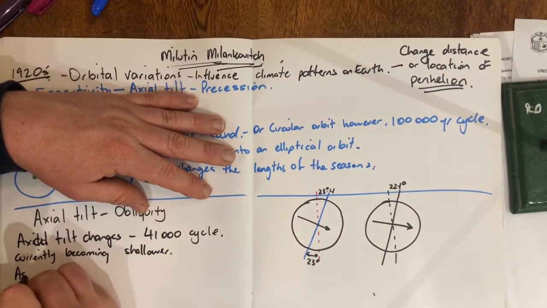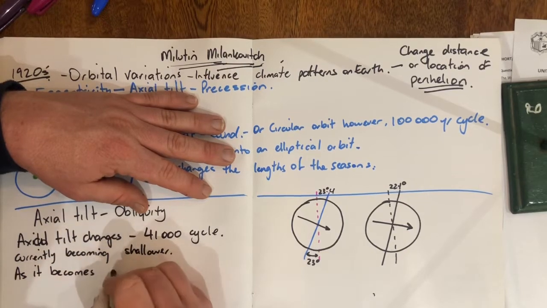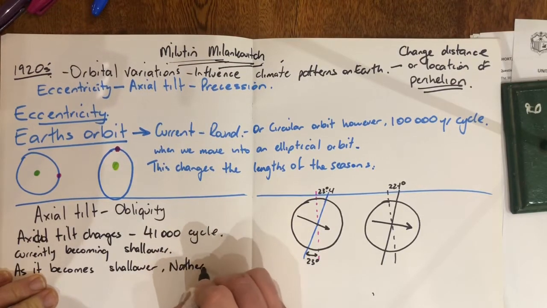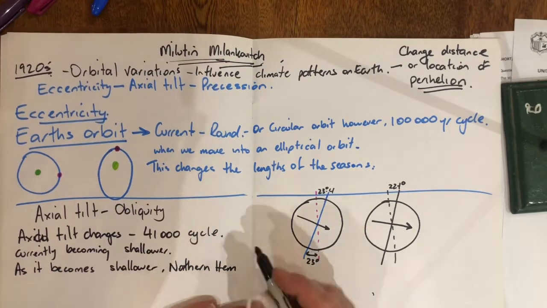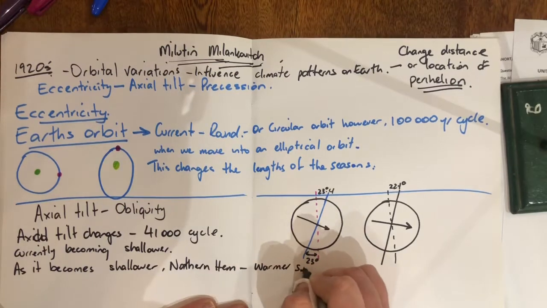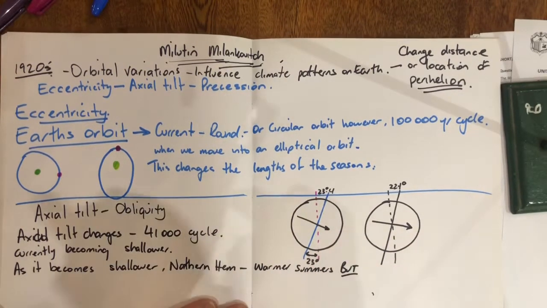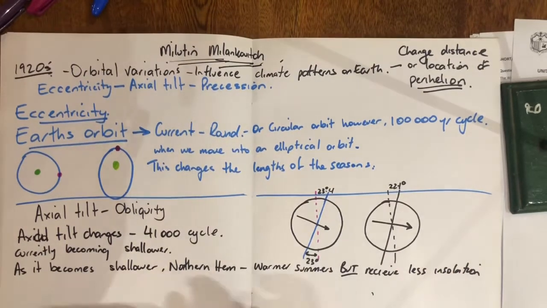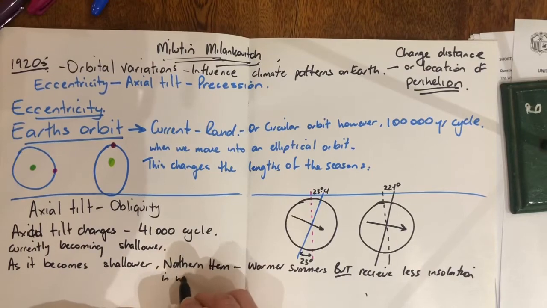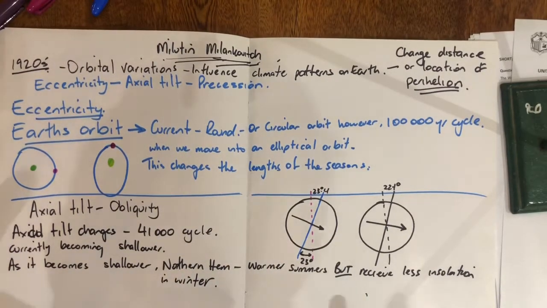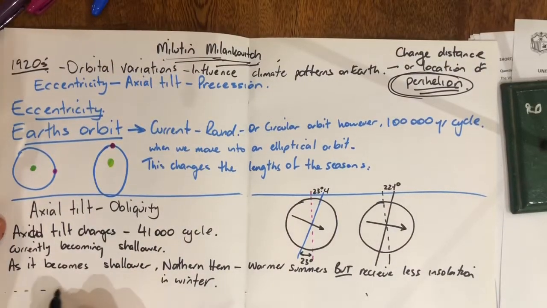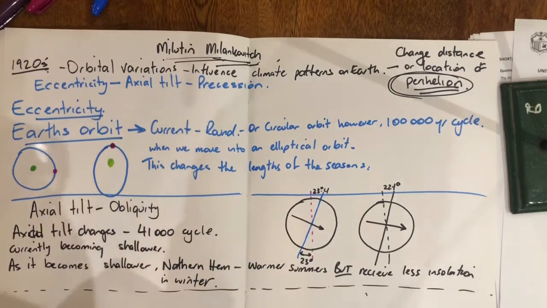As it becomes shallow, the northern hemisphere will have warmer summers, but receive less insolation during winter, so giving us greater extremes in temperature. That, again, is going to change the location on the Earth that receives the most insolation. Okay, let's talk about the last Milankovitch cycle, and that's the precession.